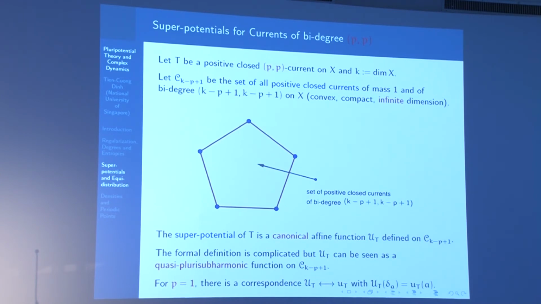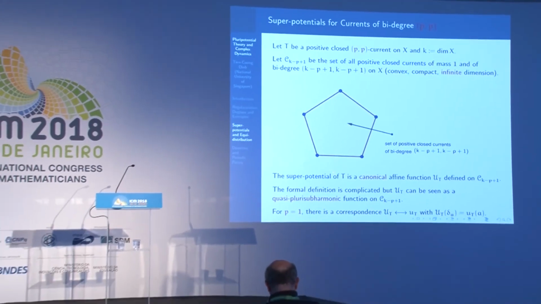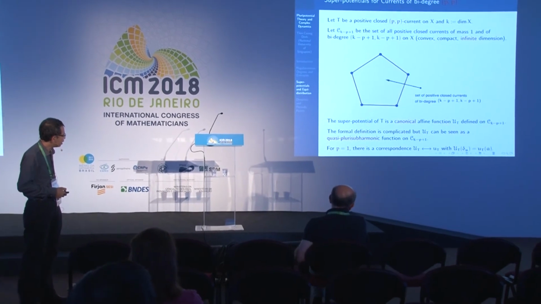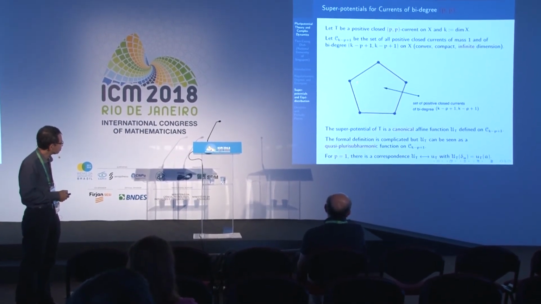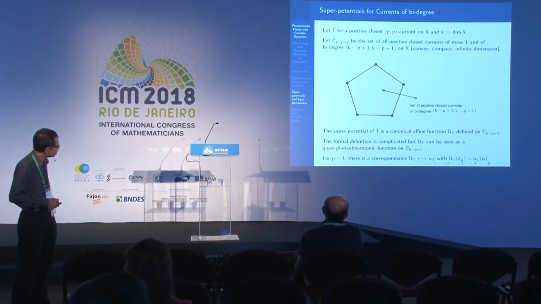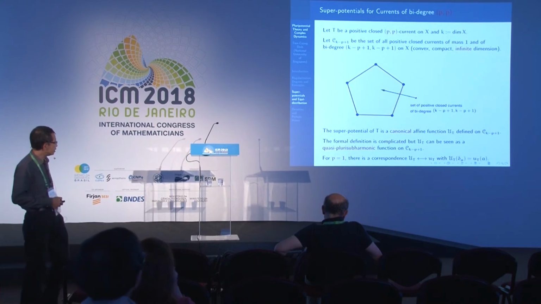So finally we solve this problem in the following way. We consider this space C_{k-p+1}. This is the set of all positive closed currents of bidegree k-p+1, k-p+1, and of mass 1. So this is a convex compact set of infinite dimension. We can think of it as a complex manifold with singularities, which is weakly compact, convex, and so on. And then we can define a canonical function, u_T, associated to T on this space.